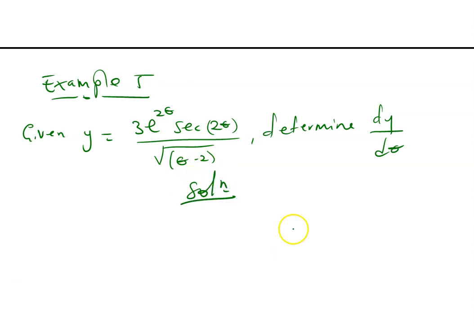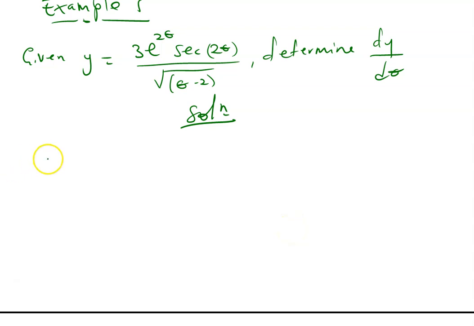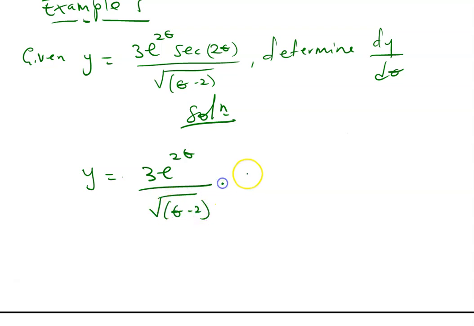So you should determine this one. So this one can be rewritten. Okay, you can write it again because we know that sec. Let me write it so that you understand. So we have y equal to 3e^(2θ) over the square root of θ minus 2 times sec 2θ.